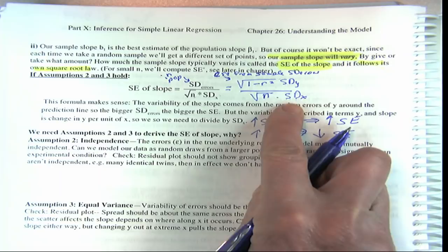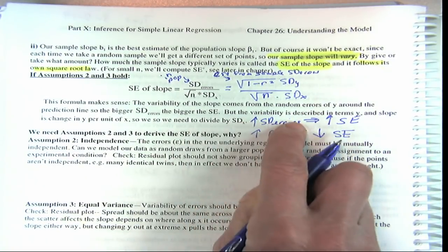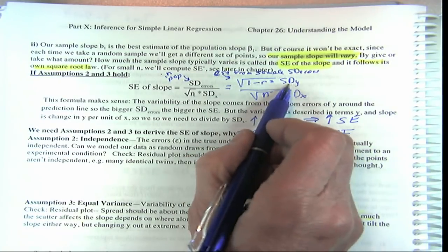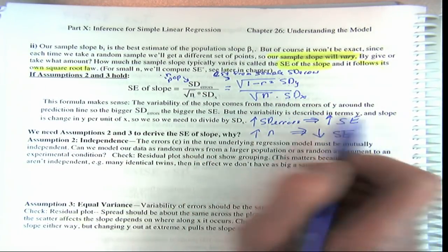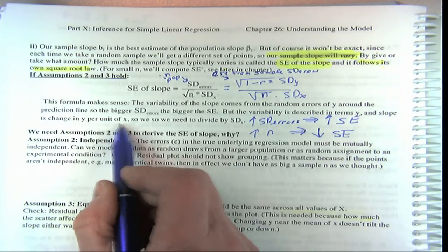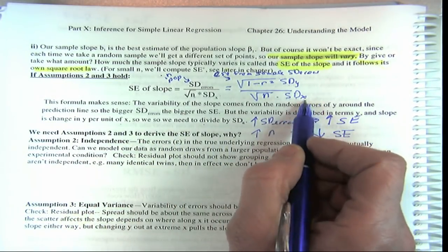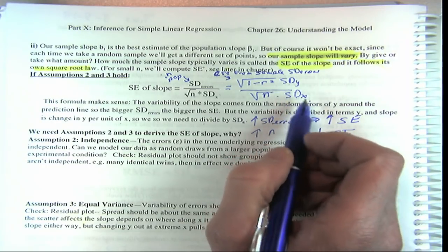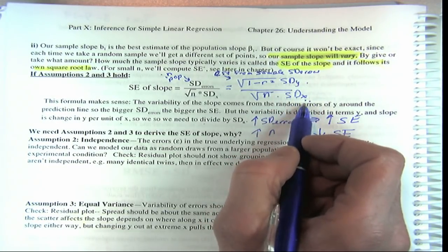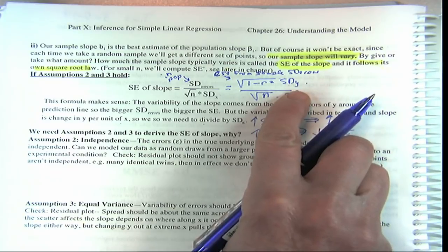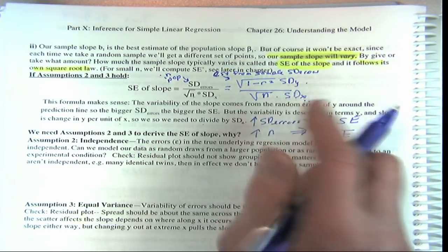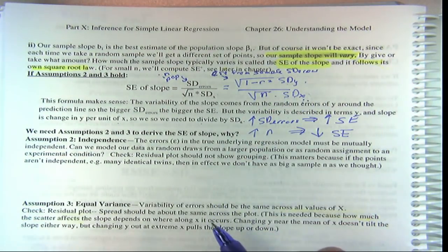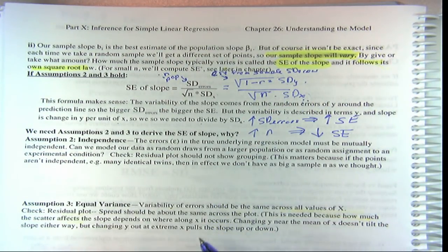Why? Well, the variability is described in terms of y. This is described in terms of y. And slope is change in y per unit of x. So we need to divide by SDX. For 1 unit of x, we need finals over exams. We can't just have it described in terms of finals because it's a slope. It's rise over run. So we need it in the same units. So that's why that SDX is there. Okay? Does that make sense?